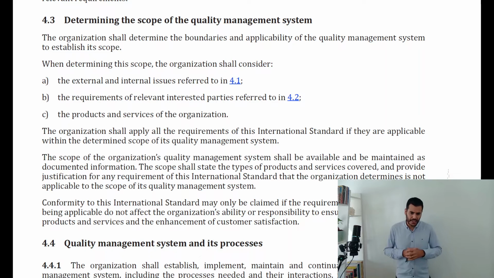And the scope shall state the types of products and services offered and provide justification for any requirement of this international standard that the organization determines is not applicable to the scope of its quality management system. And as I was explaining earlier, if you are selling medical devices and computer equipment, you don't need to justify why you are not including computer equipment. Okay? You can just say that you do medical devices.